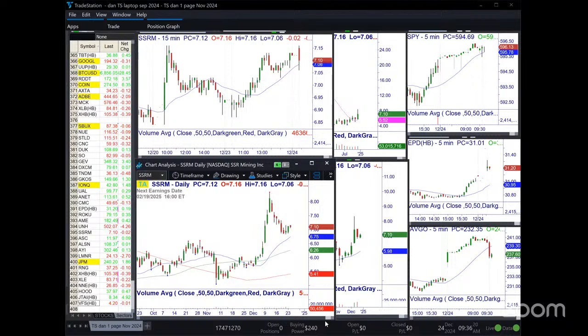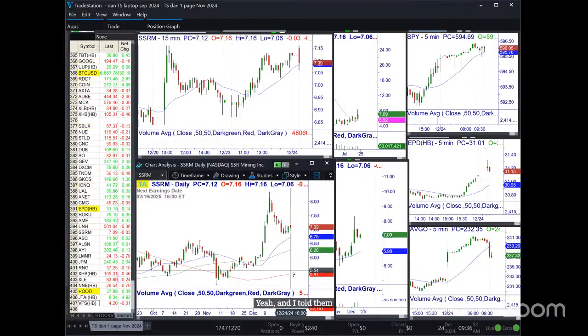ABCO came in. SSRM mentioned yesterday, moved up a little, down below the open now. It turns around here above the high of the day. I already posted it, Greg. I had stepped away for a minute, so I didn't know. Yeah, and I told them by 5 minute high. I'm typing it right now.